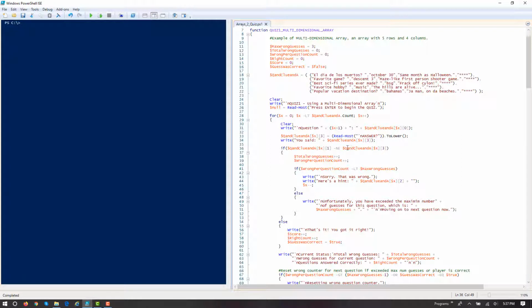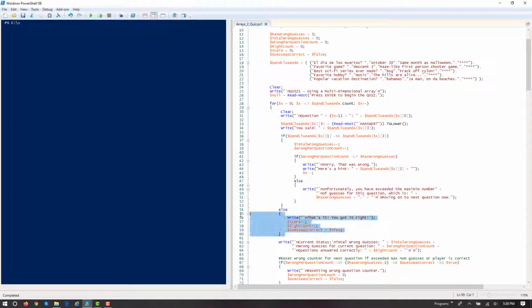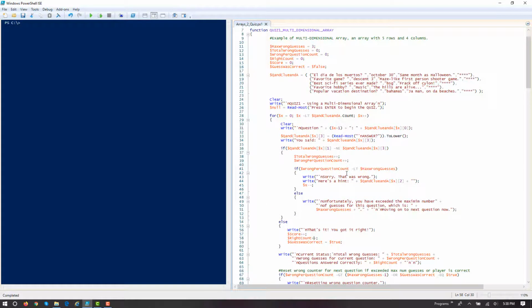So if what they type in doesn't match the answer here, the answer column, they got it wrong, right? They didn't guess correctly. And so if they get it wrong, this whole block of code is what is executed here. And likewise, if they were to get it right, then this whole block of code would be executed in our else block. So let's say that they get it wrong the first time.